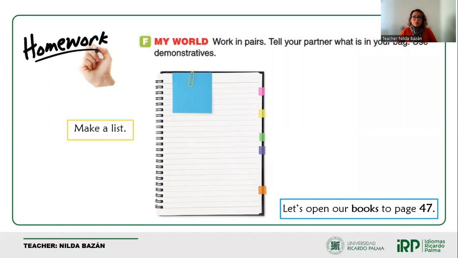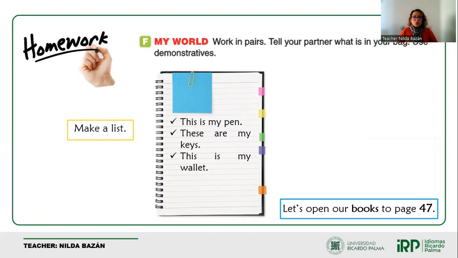For example, this is my pen. These are my keys. This is my wallet. So you are going to bring your list to the class and you are going to tell your partner, what do you have in your list? Okay? That is activity 1 that you are going to work on your own.